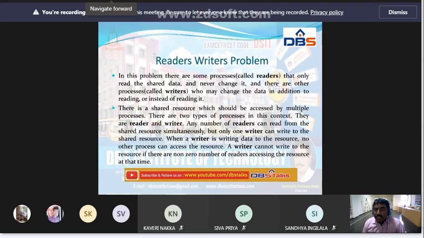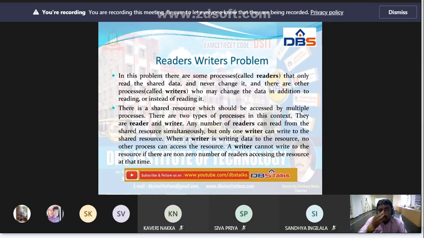So this is the dining philosophers problem. Next one is the readers-writers problem. In this problem there are two kinds of processes, reader and writer. The work of the reader is to read the shared data and never change it; it doesn't have the option to change. There is another process called writer, who may change the data in addition to reading or inserting the data.